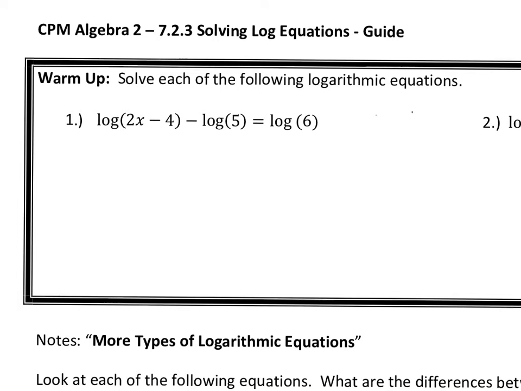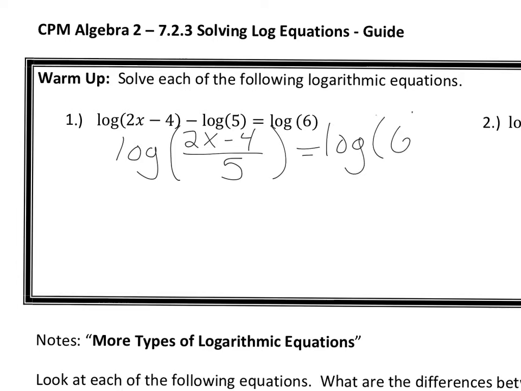So we need to condense these two logs on the left, and that way we can just ignore the logs because then we'll have one log equal to another log. So first step, two logs are being subtracted, so we can write them as one log being divided, inside 2x minus 4 divided by 5. That should equal the log of 6.